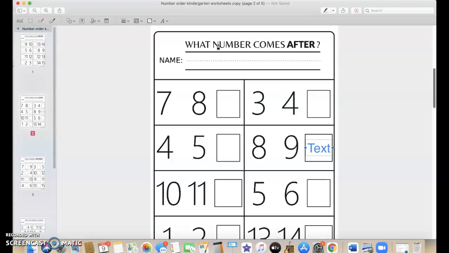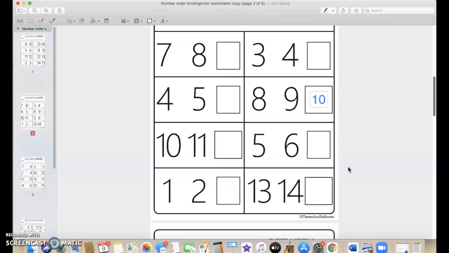So now we're looking at what number comes after the first two numbers that are listed here. These are still ordered from smallest to biggest. So we have 8, then 9, then let's think to ourselves, what comes after 9? Well, let's go ahead and count it out. So we start at 8, 9, 10. So 10 comes after 9, so we're going to put it right here in our answer box.